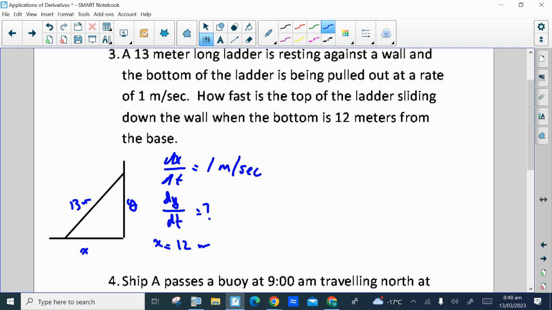So because we've got the rate of change of x with respect to time, we want to find the rate of change of y with respect to time. We need to come up with an equation that relates these two together, and that equation would be the Pythagorean theorem, because now we'll also involve the hypotenuse, which is a constant. So x squared plus y squared equals 13 squared. Again, the hypotenuse is a constant. It doesn't change.